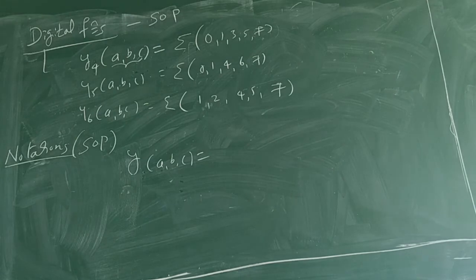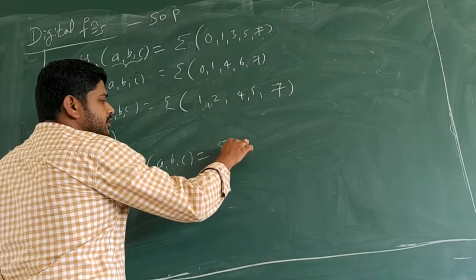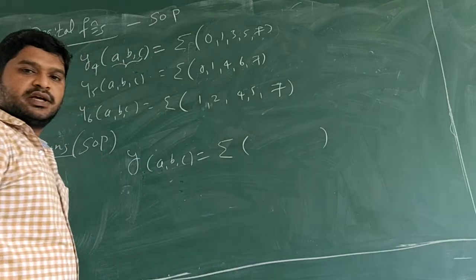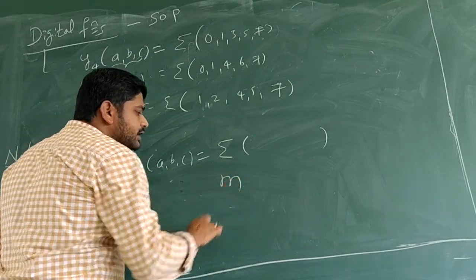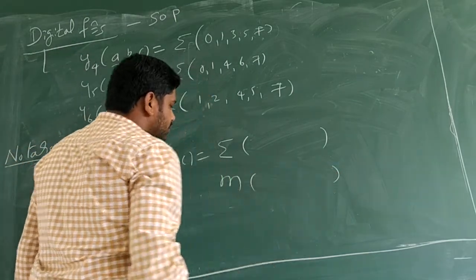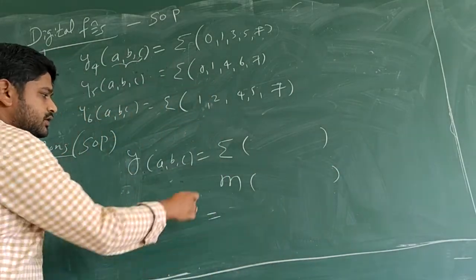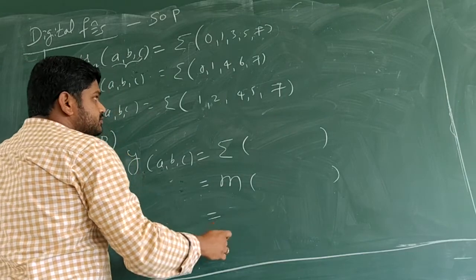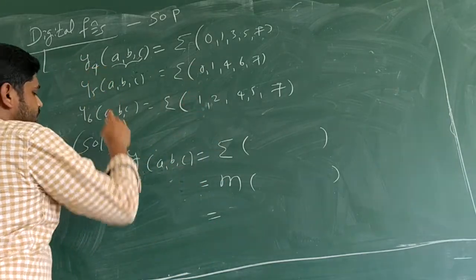Okay, so fine. First notation, summation. Second notation, small letter m. Third notation, see, I will represent y4.